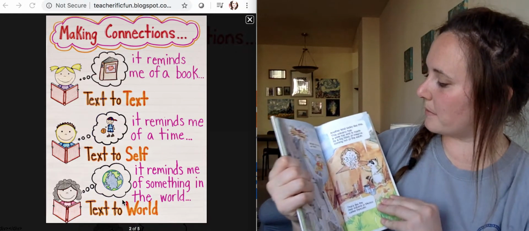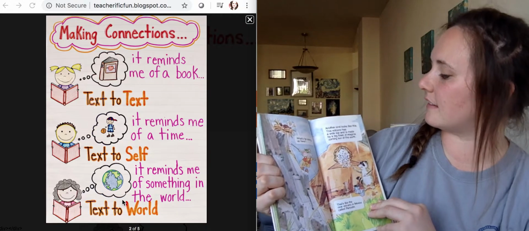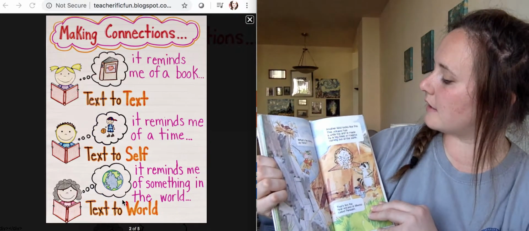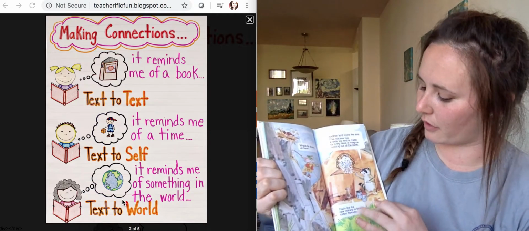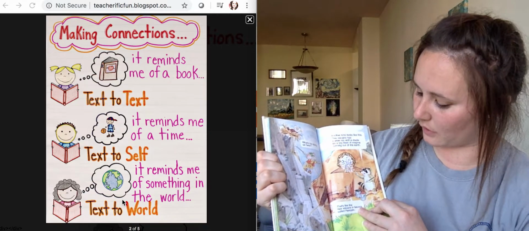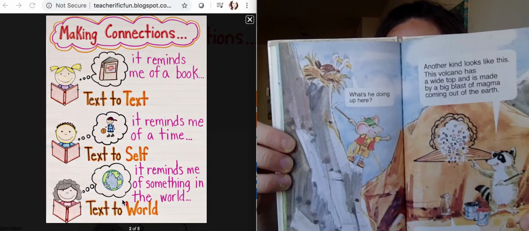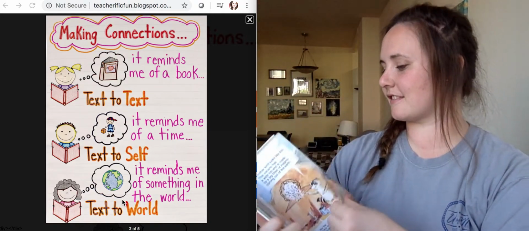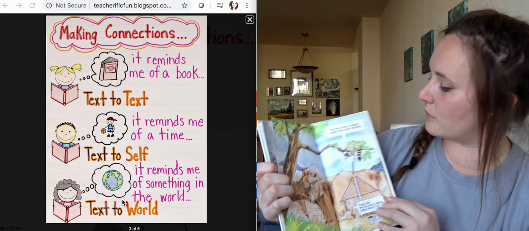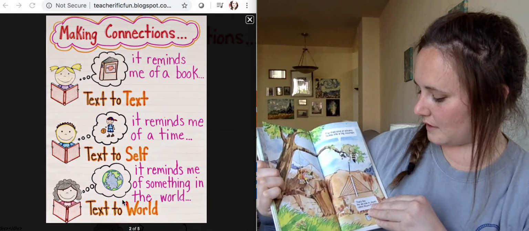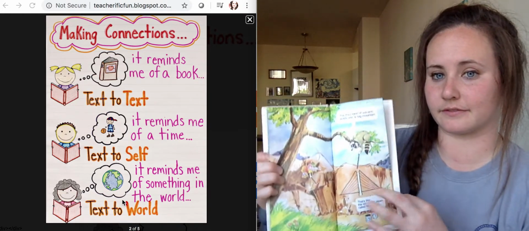What is he doing up there? Another kind looks like this. This volcano has a wide top and is made by a big blast of magma coming out of the Earth. That looks like a volcano in Mexico called Paricutin. The third kind of volcano builds into a big mountain. That's like the old one in Japan called Mount Fuji.